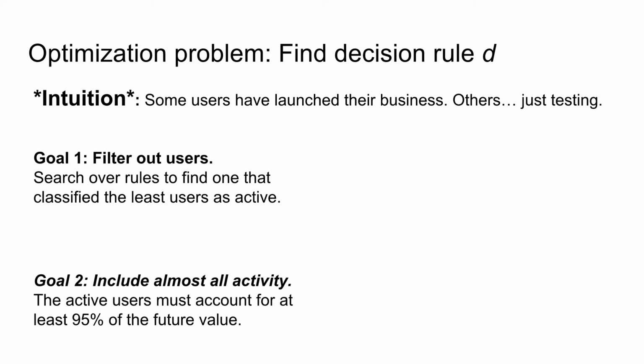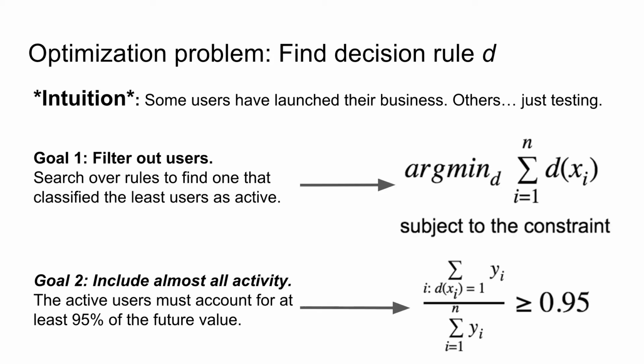It's not helpful. So we have a second goal of the classification, which is we want to include almost all of the future activity. So you put them together, we say, we want to throw away as many users as possible, but we want to keep almost all the activity that we really care about. And so that's our problem. And we can turn it into math like this. You can write down an optimization problem. I'm not going to go through the notation, but this is what we did.